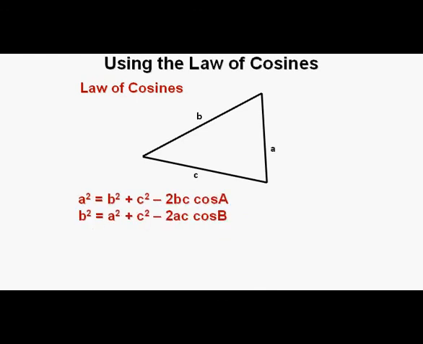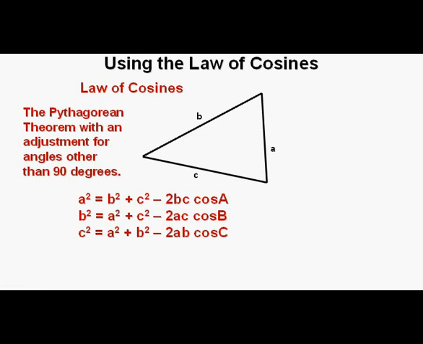And there are two other versions of the law of cosines. The second one is b squared equals a squared plus c squared minus 2ac cosine B. And there's the final version, c squared equals a squared plus b squared minus 2ab cosine C. The law of cosines, to me, is the Pythagorean theorem with an adjustment for an angle other than 90 degrees.